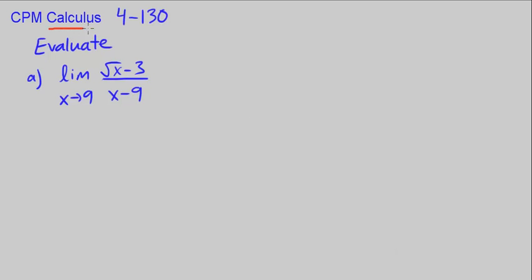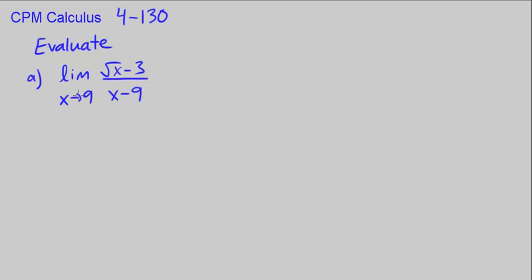This is CPM Calculus Chapter 4, number 130. Here we're asked to evaluate four limits. So A, we're given the limit as x approaches 9 of square root of x minus 3 over x minus 9.